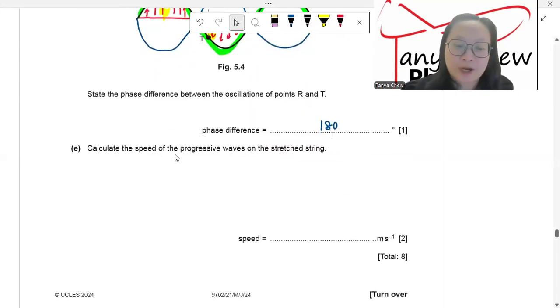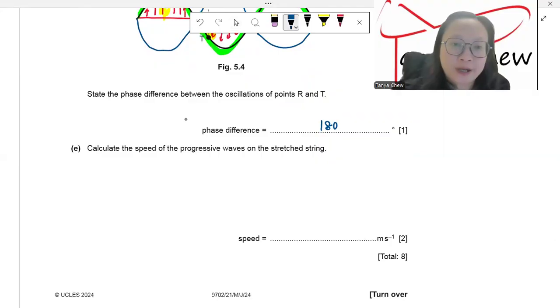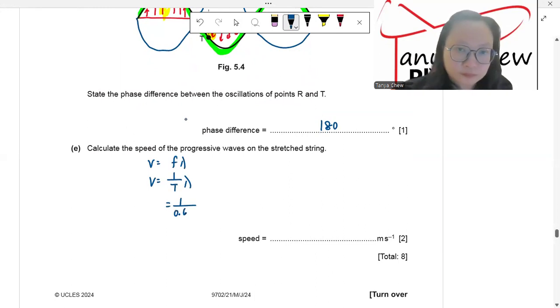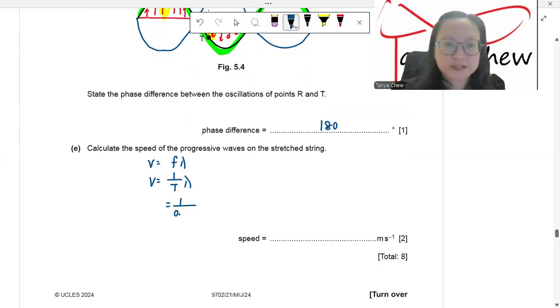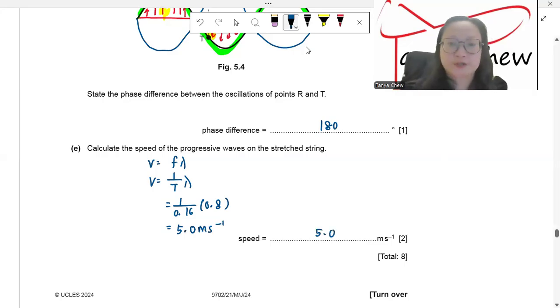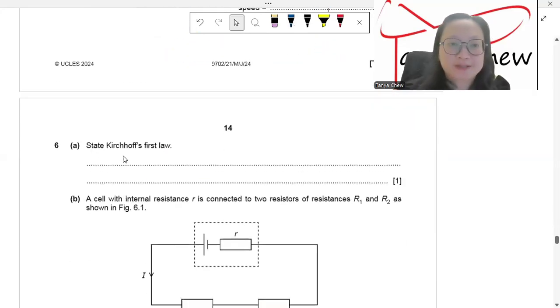E, calculate the speed of the progressive waves on the stretched string. Speed v equals f lambda. Remember the period is given. So frequency is 1 over period, times lambda. This is 0.16, lambda is 0.8. You get 5.0 meter per second is the answer. Question number 6, state Kirchhoff's first law.